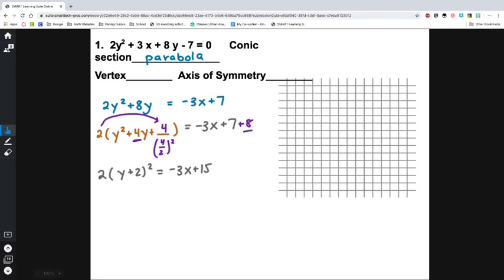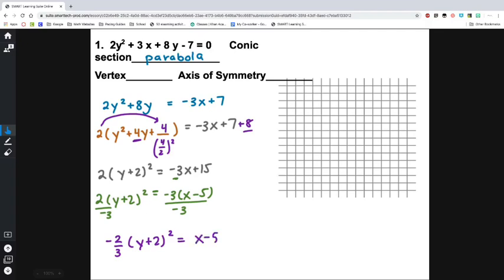All right, we are almost there. The one last thing is this: the coefficient of x also needs to be positive 1 before we've got vertex form. So that means we need to find a way to get rid of this negative 3. The way that I'm going to do that is I'm going to factor a negative 3 out of both of the terms on the right. If I do it to one thing, I've got to do it to both. So we get negative 3 times the quantity x minus 5. And then the very last thing, to get that negative 3 on the other side to represent the correct stretch, is I'm going to divide both sides by negative 3. All right, final vertex form then is negative 2/3 times y plus 2 quantity squared equal to x minus 5.